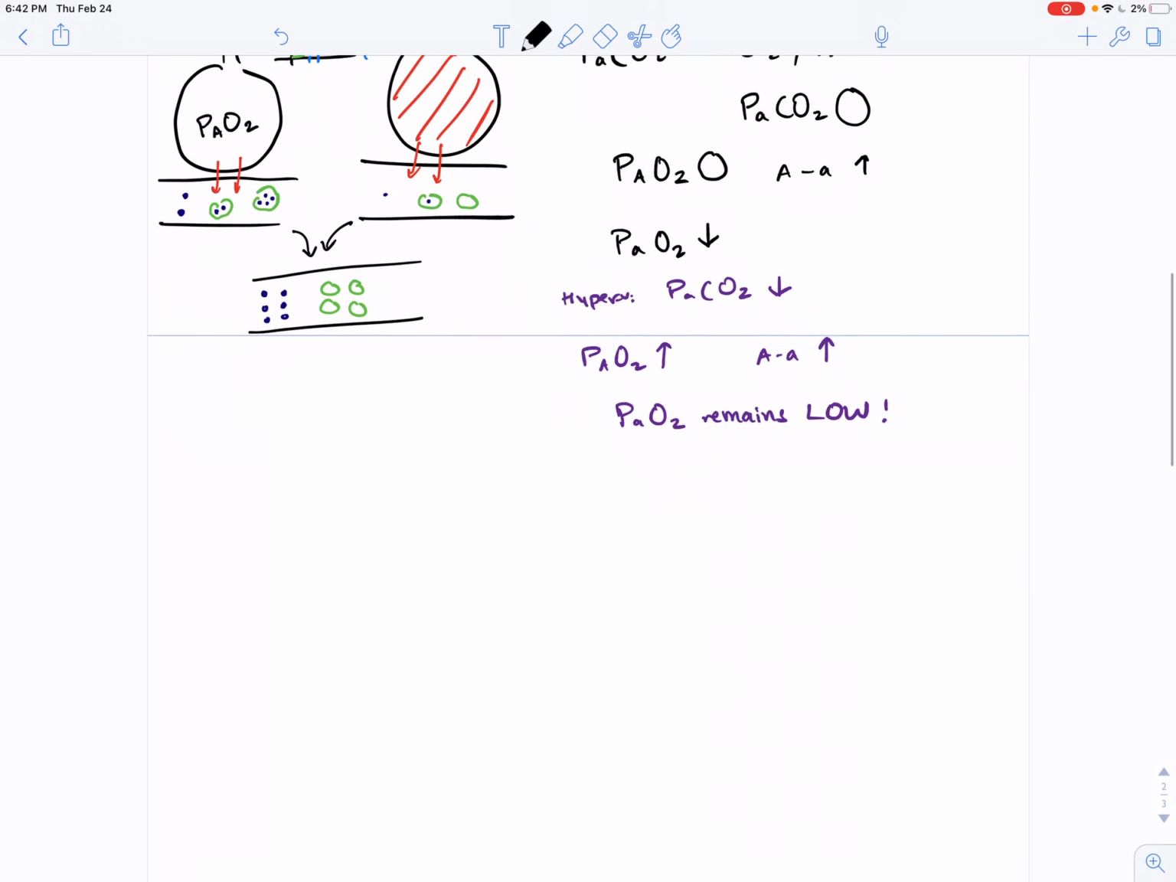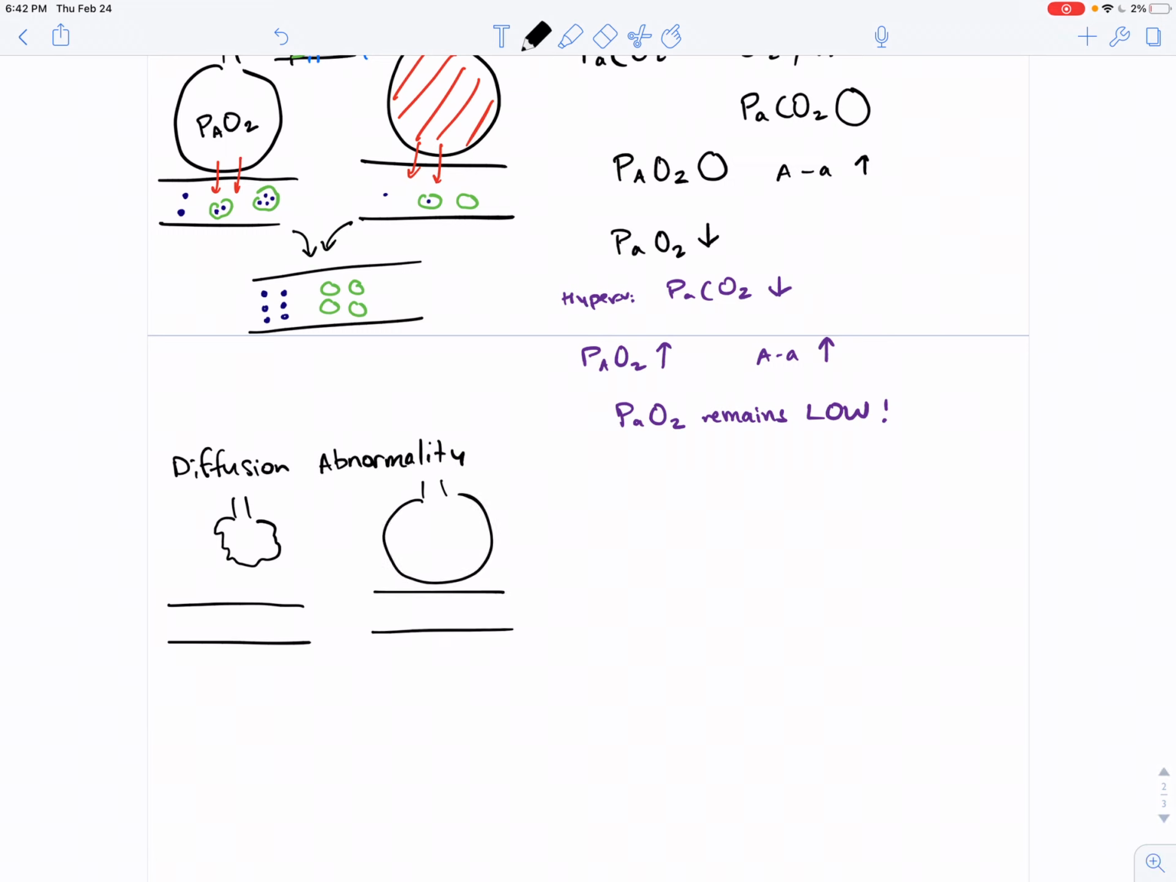Okay, the last case that I want to talk about is a diffusion abnormality. In this case, let's say we have some sort of decrease in the surface area of contact of our alveolus and our blood vessels. So we have one alveolus that's like that, and maybe even one normal alveolus. But overall, the effect is a decrease in the surface area of contact between our alveoli and our capillaries. So basically we have an effectively decreased diffusion constant. Our diffusion constant is going down.